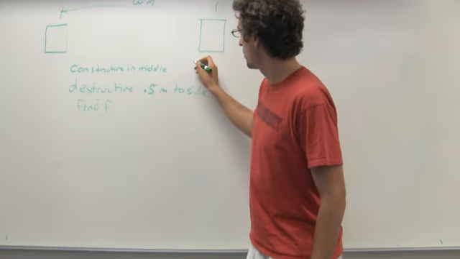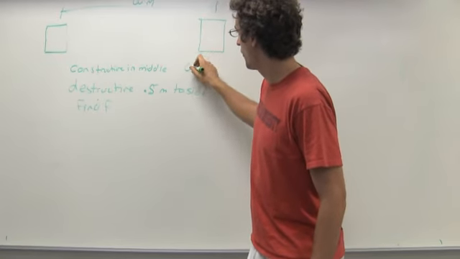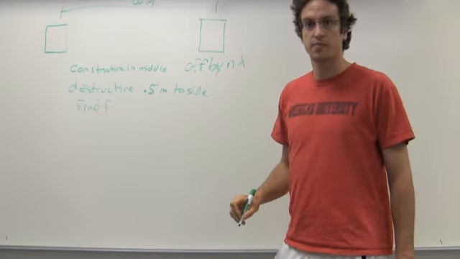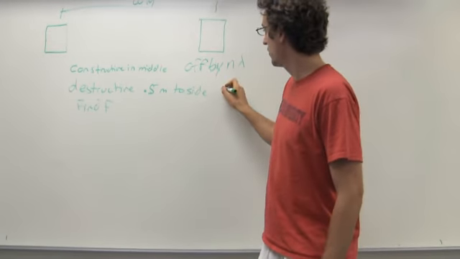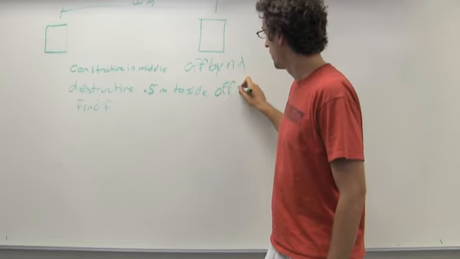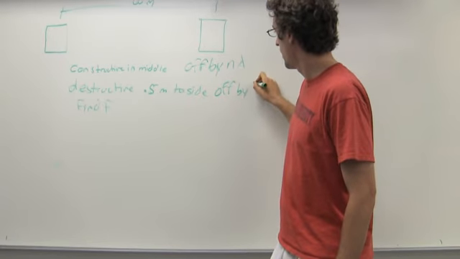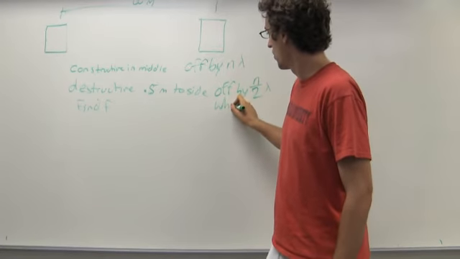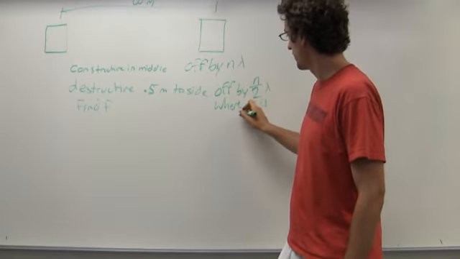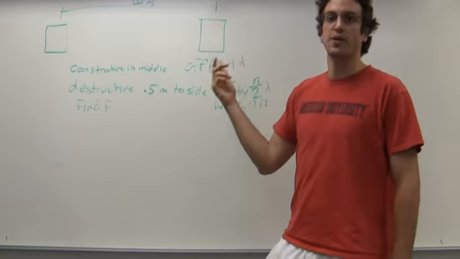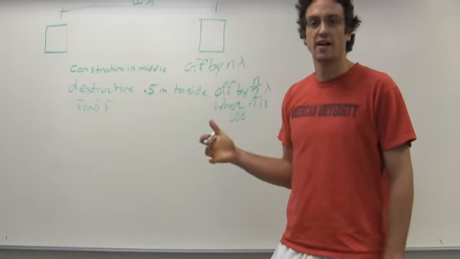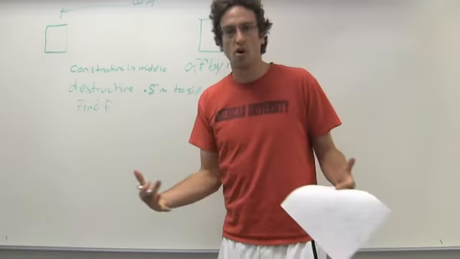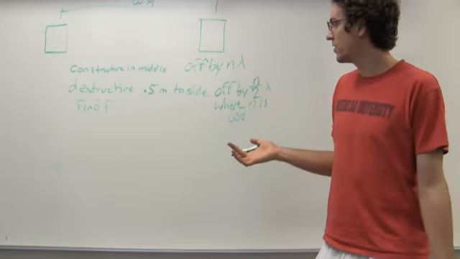Okay? Constructive when we are off by n wavelengths. Okay? Destructive when we're off by n wavelengths where n is odd. Okay, so we want like 1/2, 3/2, 5/2, 7/2, anything that's got a half in it. Okay, so we're looking at the lowest one, which is off by a half wavelength.